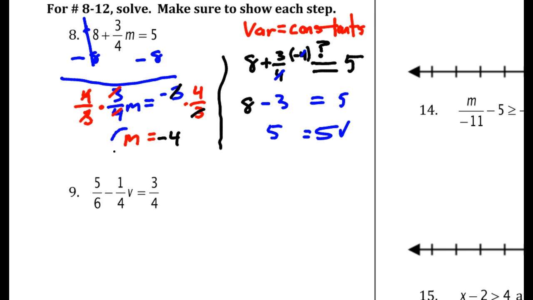So before you turn in your quiz, if you have any extra time, do this check for every equation and inequality. Make sure it's absolutely right. You don't have to hope it's right. You can check.